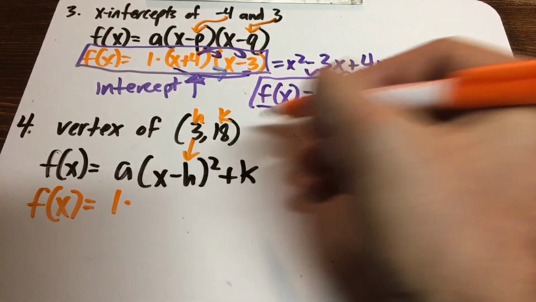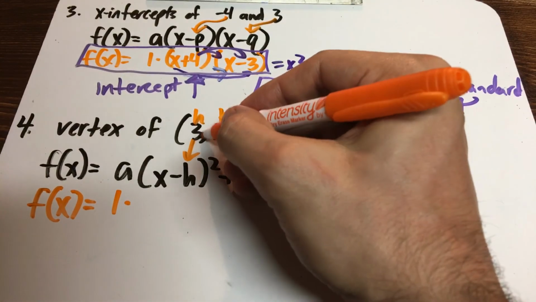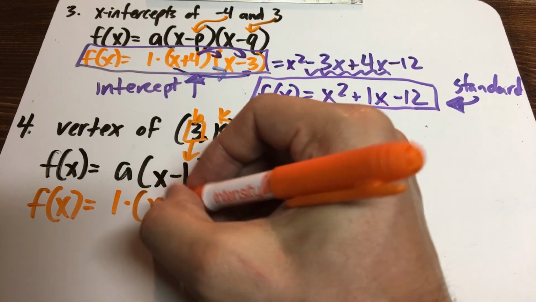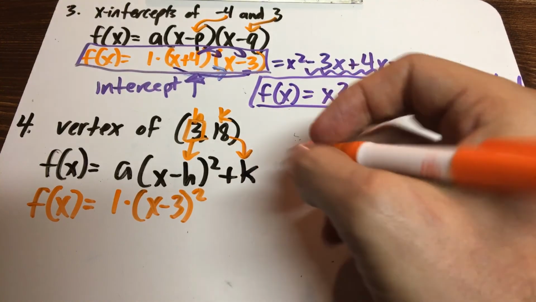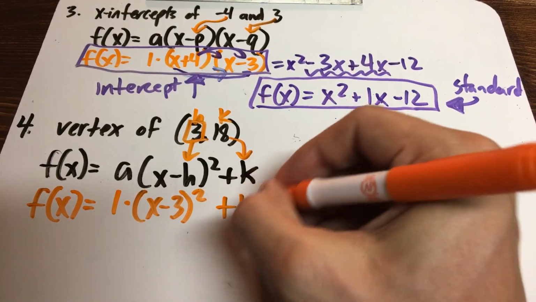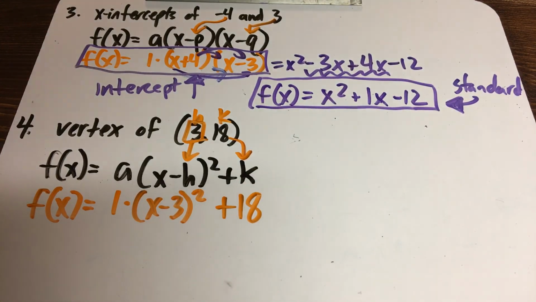For the letter H, it goes right there, but you've got to flip the symbol. Instead of positive 3, you've got to make it negative 3 or minus 3. The letter K is straightforward. It's not going to change. If that says 18, then K says 18. The only thing you flip is that first one.